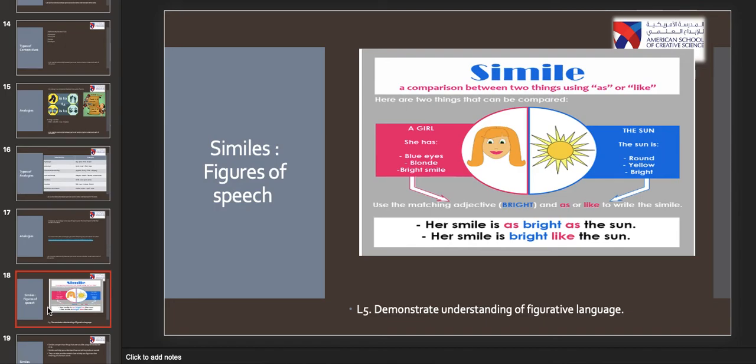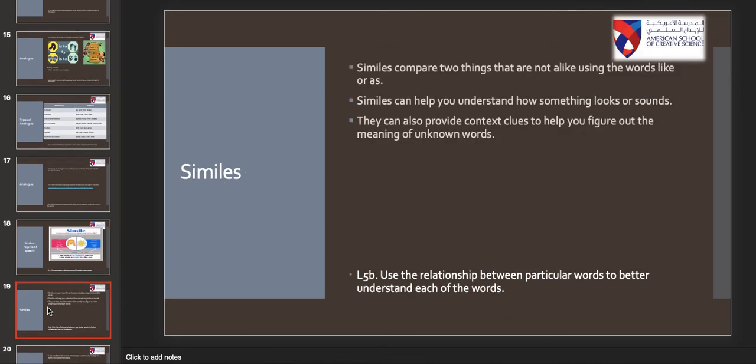Similes in figures of speech. A simile is a comparison between two things using as or like. Similes compare two things that are not alike using the words like or as. So we have two things. When we compare them using as or like, this is called a simile. Similes can help you understand how something looks or sounds. They can also provide context clues to help you figure out the meaning of unknown words.